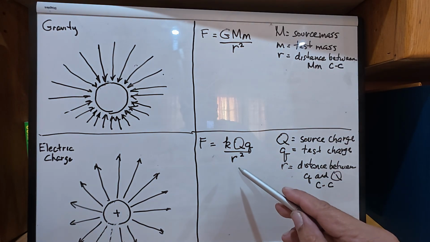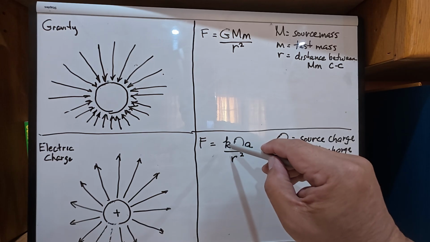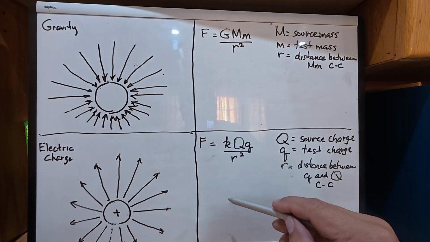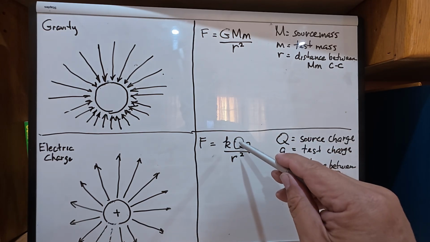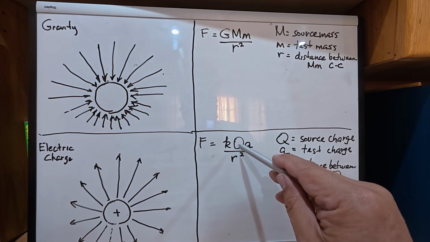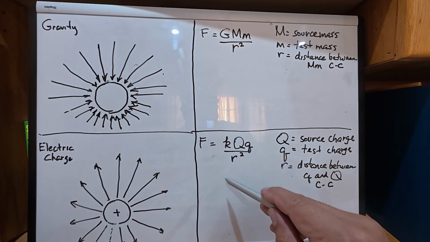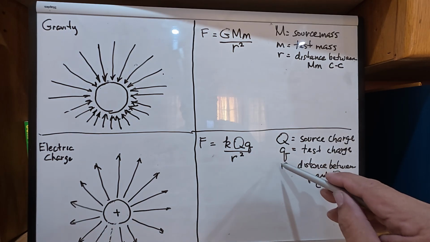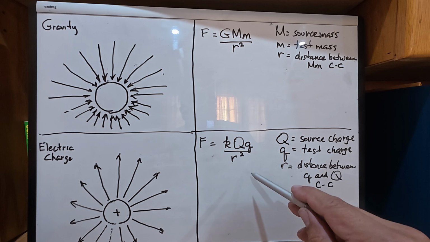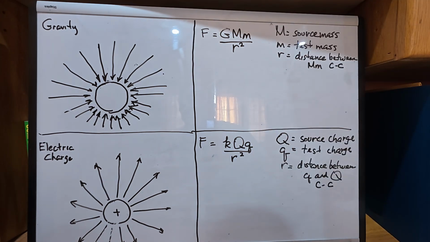Now, for Coulomb's law, it's a very similar picture. We have a constant, which is now the Coulomb constant, multiplied by the product of the source charge and the test charge, and divided by the square of the distance between the source and the test charge. So we have very similar formulations for the forces.